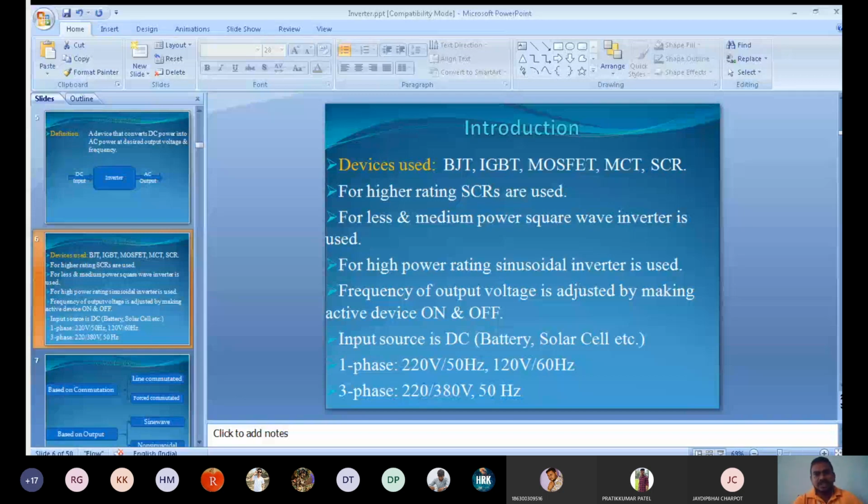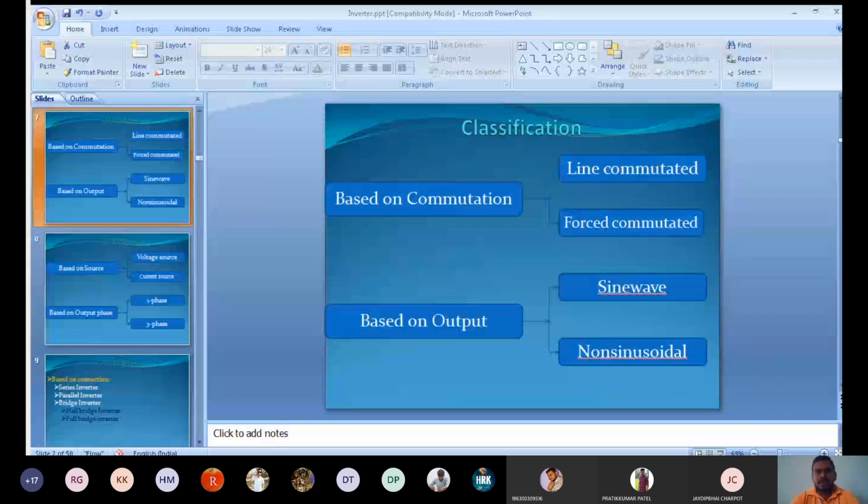Now the classification of inverter. Classification is made on different topics. So first it is based on commutation. Now what is the meaning of commutation?